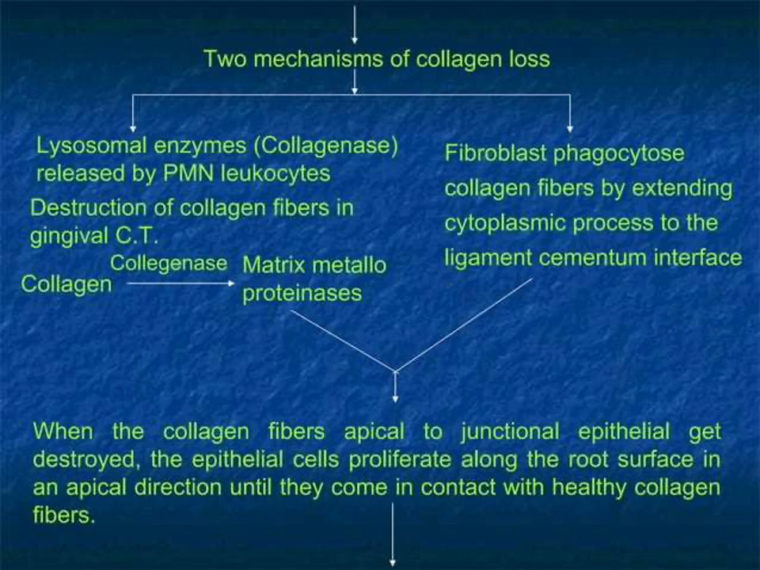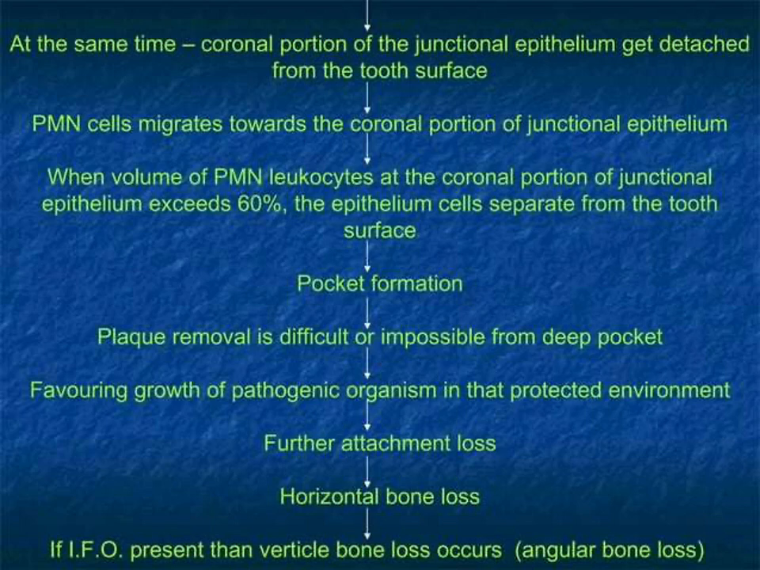When the collagen fibers apical to the junctional epithelium get destroyed, the epithelial cells proliferate along the root surface in an apical direction until they come in contact with healthy collagen fibers. At the same time, the coronal portion of junctional epithelium gets detached from tooth surface. The PMN cells migrate towards the coronal portion of junctional epithelium. When the volume of PMN leukocytes at the coronal portion of junctional epithelium exceeds 60%, the epithelial cells separate from the tooth surface. Thus, the pocket forms.